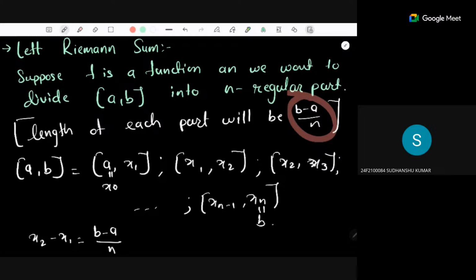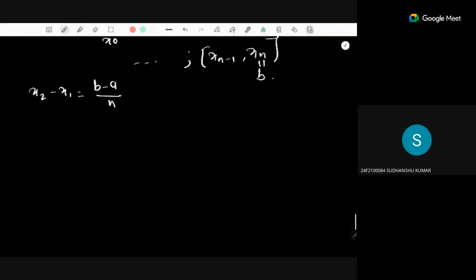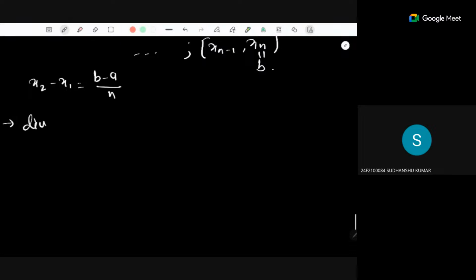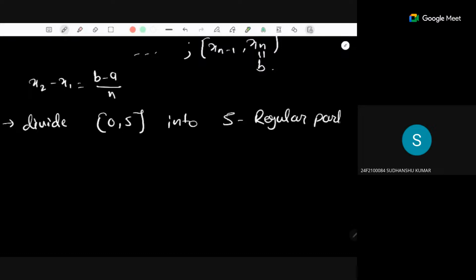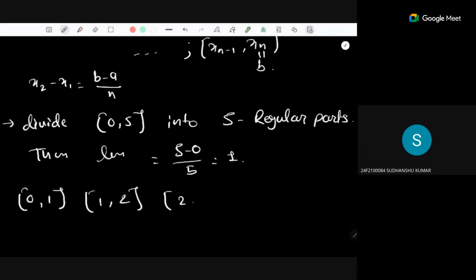Okay. So for example, if you want to divide the closed interval 0 to 5 into 5 regular parts, then the length of each part will be 5 minus 0 by 5, which is nothing but 1. So that means we have the intervals 0 comma 1, then 1 comma 2, then 2 comma 3, then 3 comma 4, and then 4 comma 5. These will be the 5 regular parts of the closed interval 0 comma 5.